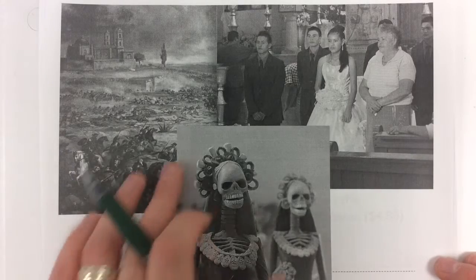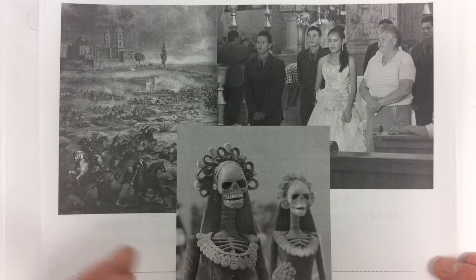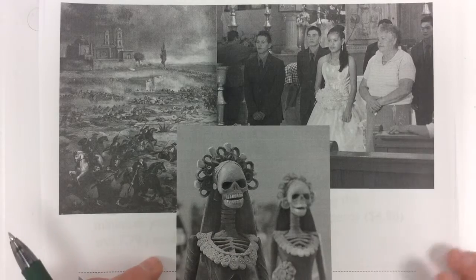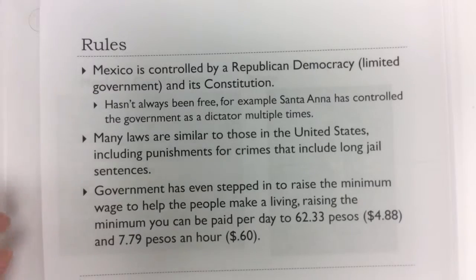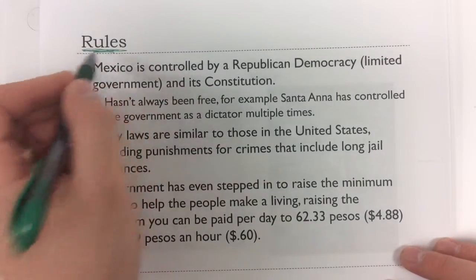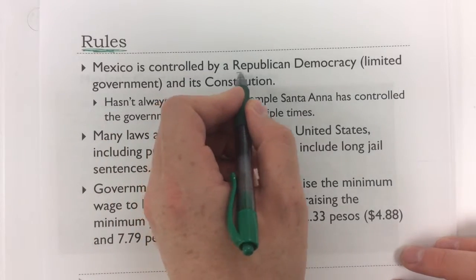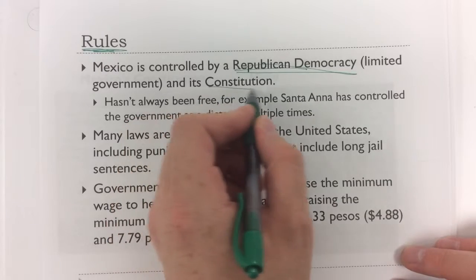And the last one is Dia de los Muertos, and this is going to be the day of remembrance for our families. You can see a lot of these. You're going to see a lot of skeletons and stuff like that. But celebrations is a key culture trait that we need to understand. The next one, rules. So the next line over, let's put rules. And we need to know that Mexico is a Republican democracy, which is limited and has a constitution.